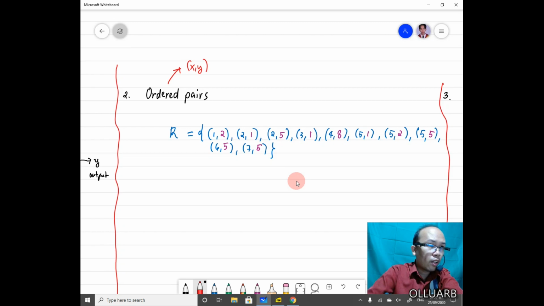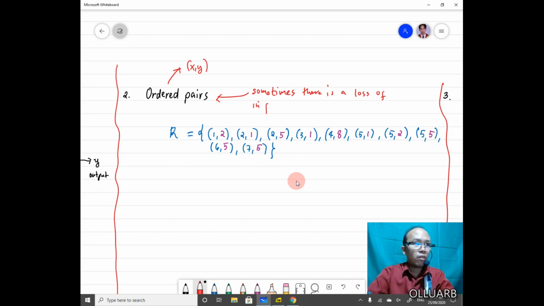Sometimes there is a loss of information if you use the idea of visualizing the relation as a set of ordered pairs.